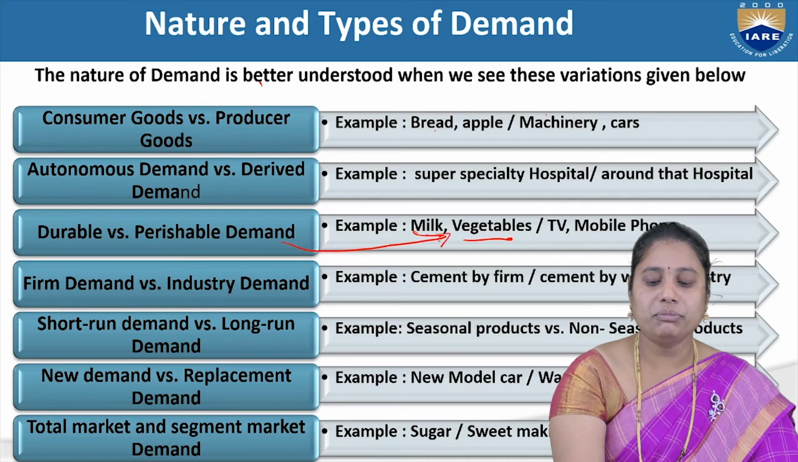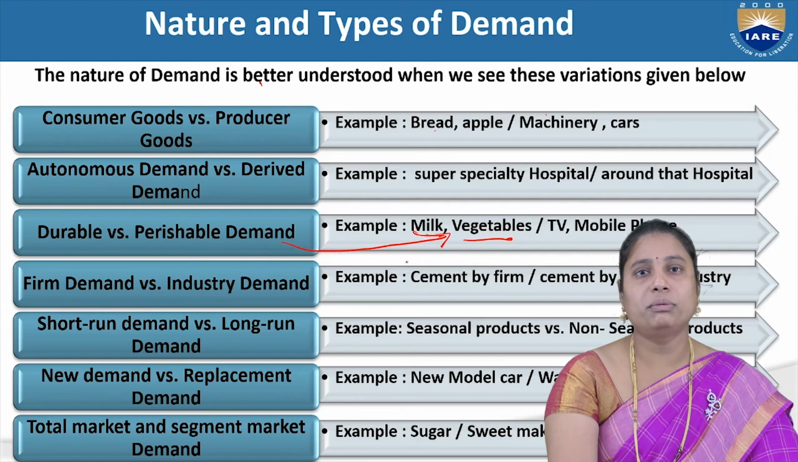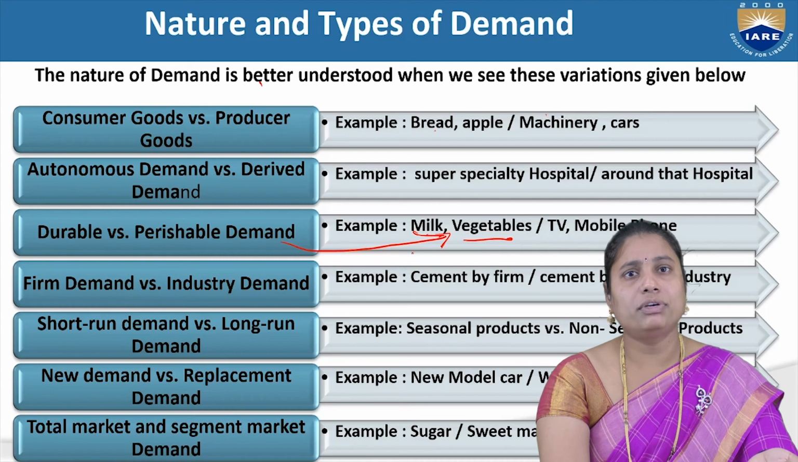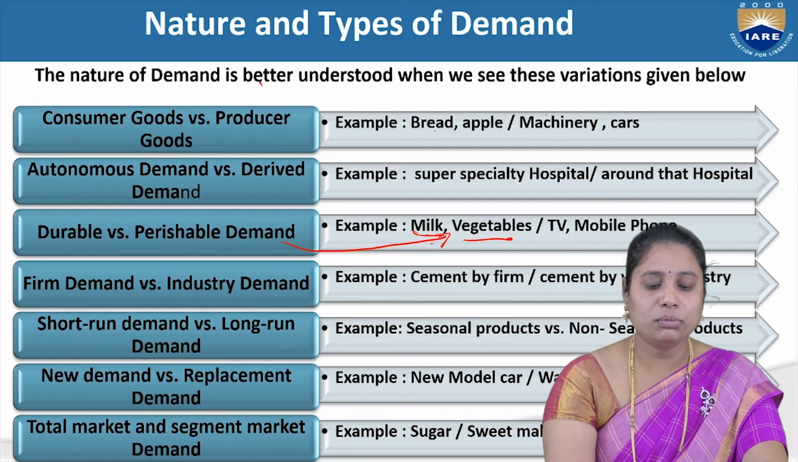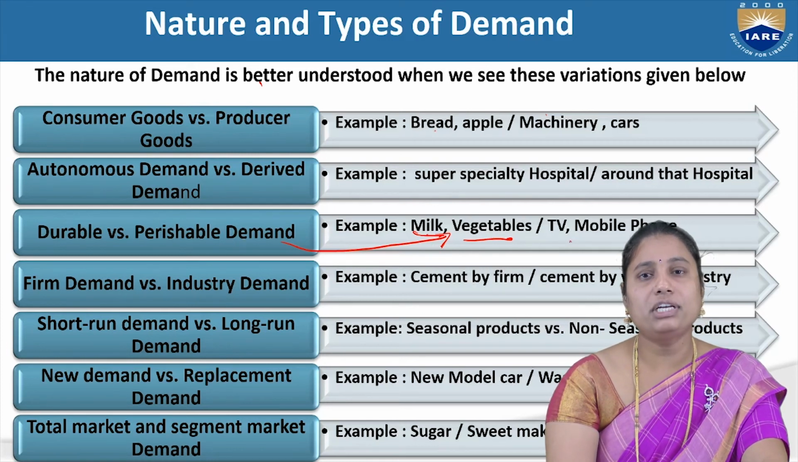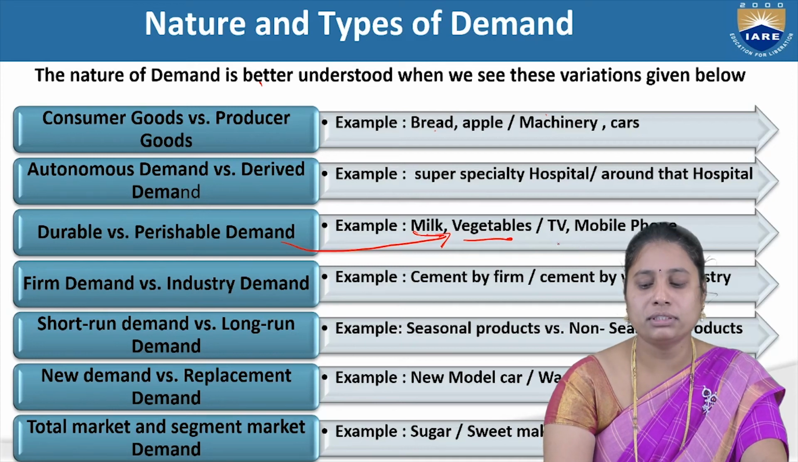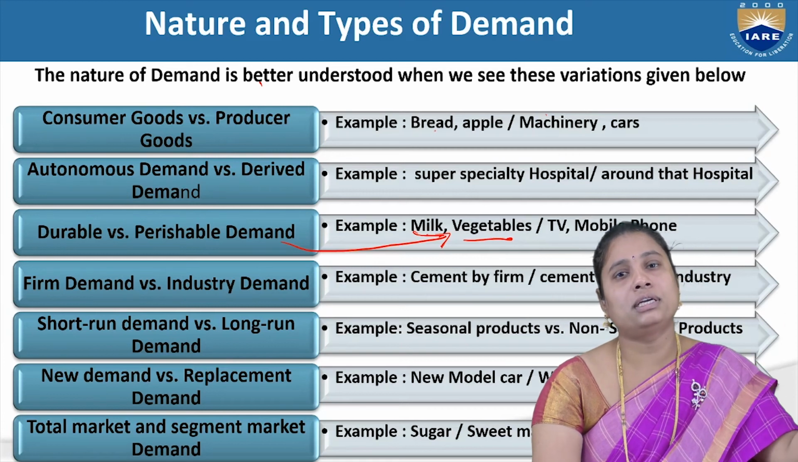The demand for them will not be much more. If the milk price reduces, we can buy one liter extra, that's it. We can't purchase 100 liters at a time. That is perishable demand. But if the price of TVs or mobile phones decreases, then automatically we will go for purchasing them. Maximum number of people will go to purchase TVs and mobile phones. Even though we have one TV, we want one more TV in another room.